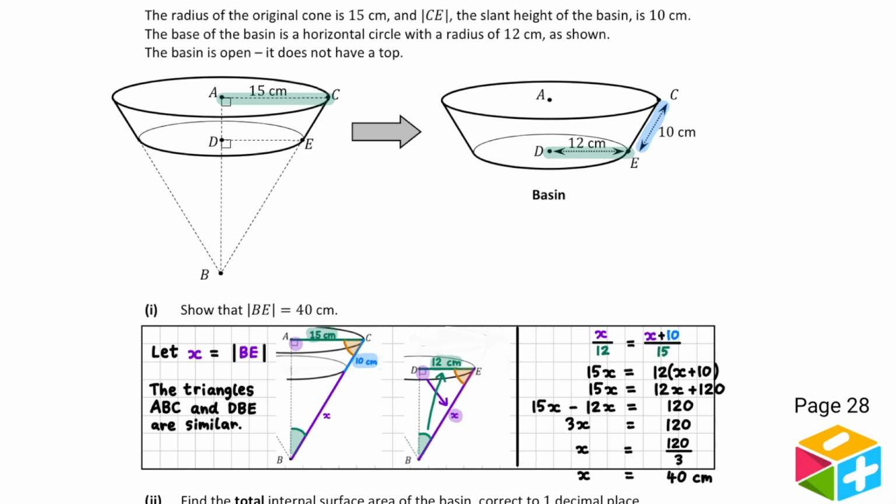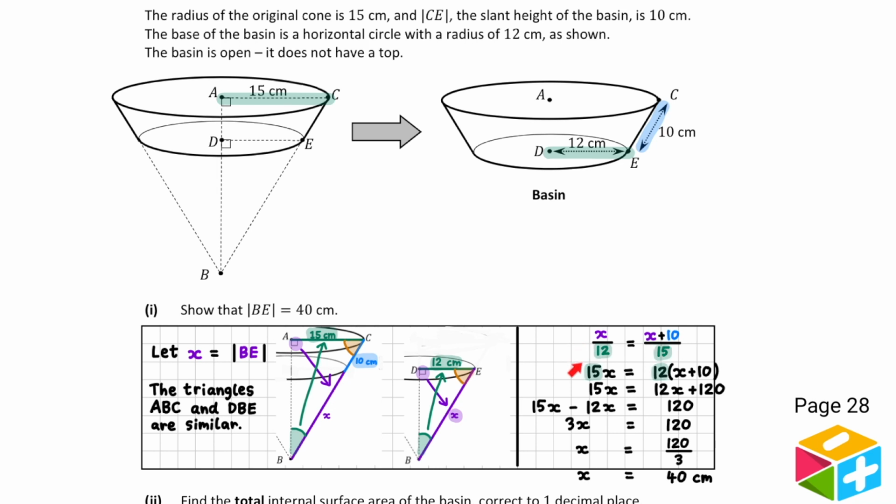Since our triangles are similar, we know that this will be equal to the ratio of the same two sides in the triangle ABC. Well, in that triangle, the side opposite the right angle is x plus 10, and the side opposite the angle at B is 15. So the corresponding ratio is x plus 10 over 15. Now we have an equation which we can solve for x.